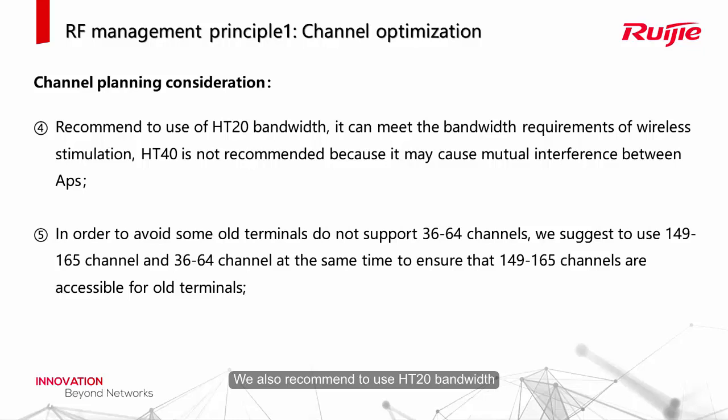We also recommend to use 20 MHz bandwidth. 40 MHz is not recommended in the real environment. It may cause mutual interference between APs. Maybe some old terminals do not support 36 to 64 channels in 5G. So we recommend to use both 36 to 64 and 149 to 165 channels in 5G to ensure all the terminals can access 5G.